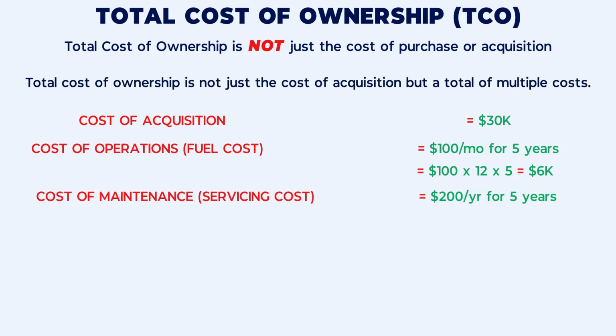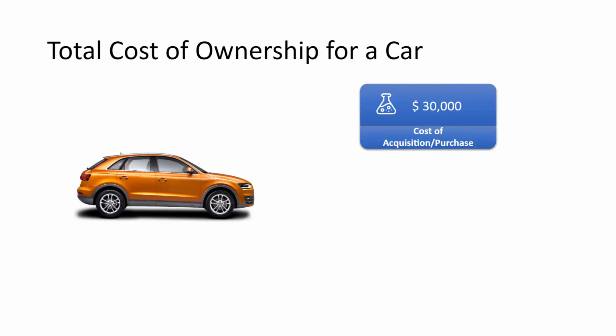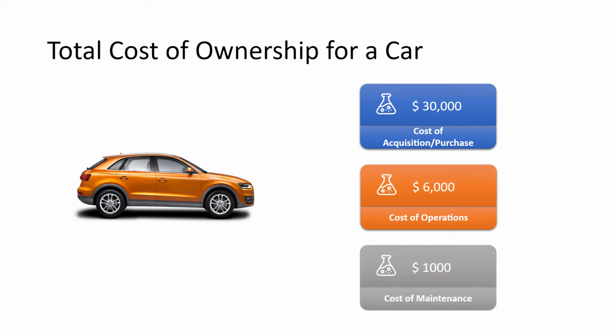The cost of maintenance for Mr. X is $200 per year. So for the 5-year period, it is going to be 200 into 5, which is $1,000. So the total cost of ownership for the car for Mr. X is 30,000, which is the cost of acquisition, 6,000, which is the fuel cost, plus 1,000, which is the maintenance cost. So the total comes out to be $37,000.